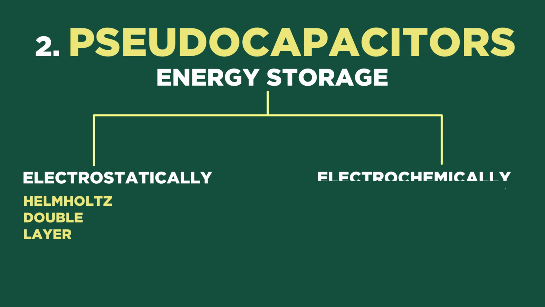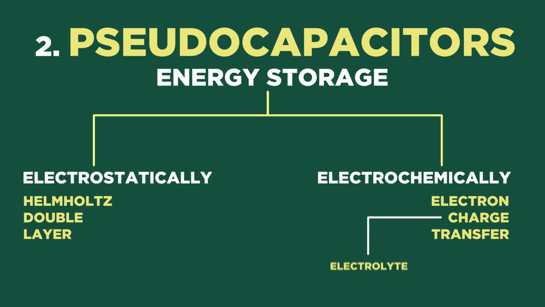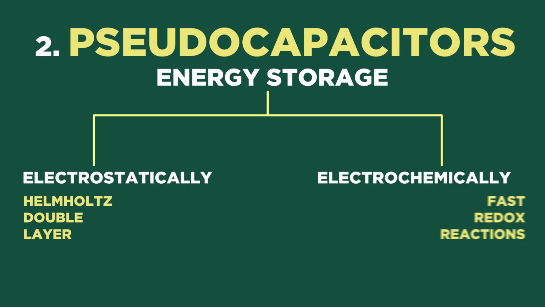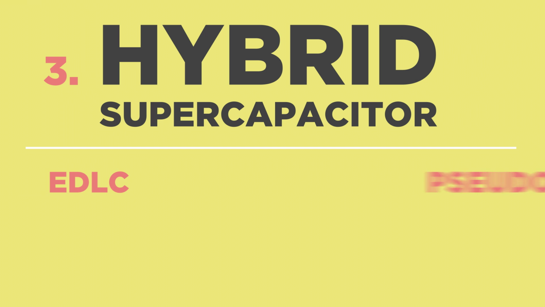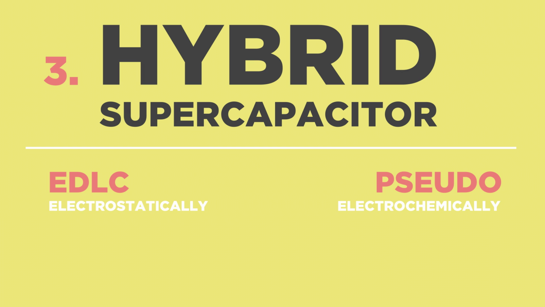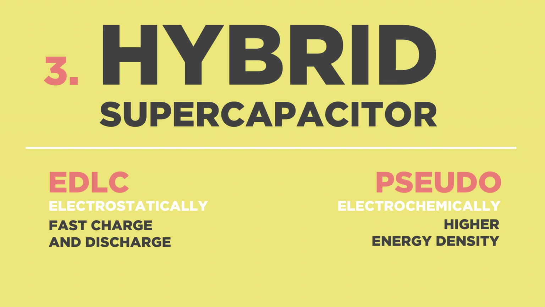The second type of energy storage involves the electron charge transfer between the electrode and the electrolyte. Specifically chosen materials allow the electrodes to host a very fast sequence of redox reactions that enable to store energy electrochemically. The last type of supercapacitor is the hybrid supercapacitor, also known as an asymmetric supercapacitor. It combines both the EDLC and pseudo type. This means one of the electrodes stores energy electrostatically and the other one electrochemically. This combines the fast charge and discharge rates of the EDLC with the higher energy density of the pseudocapacitor.